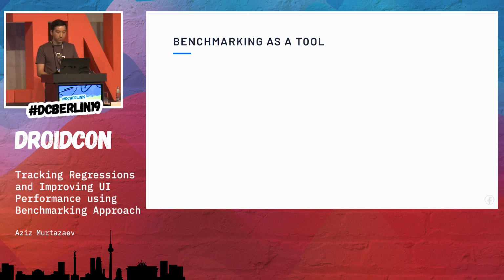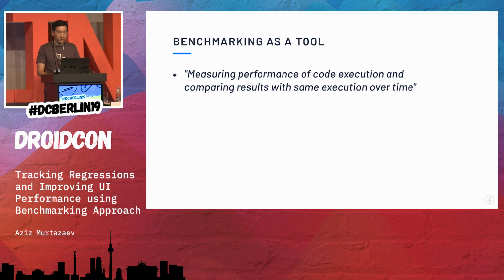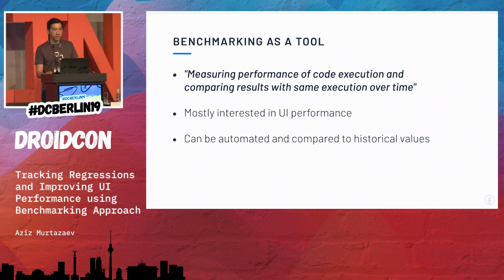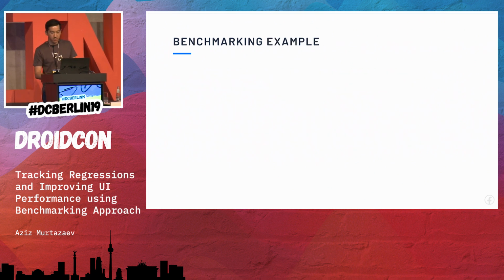For the purpose of this talk, we can define benchmarking as measuring performance of code execution and comparing the results with the same execution over time. Here we are mostly interested in UI performance, and using benchmarks we can automate and compare to historical values. So let's look at an example before diving deep into how we can write benchmarks. The example can also give some sort of mental model of how this works.